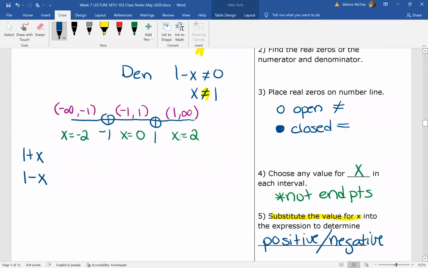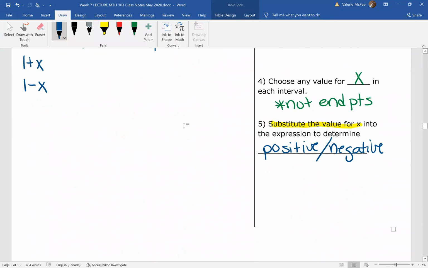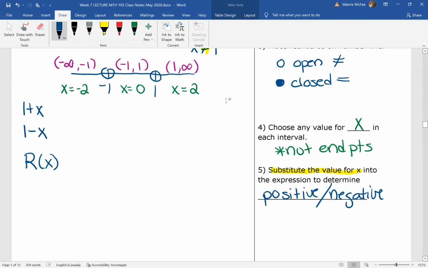What was this function called? R of x. All right, when I substitute in -2, I have 1 plus -2, which is -1. And here I have 1 minus -2. So I have a negative over a positive. That means my whole function here would be negative.